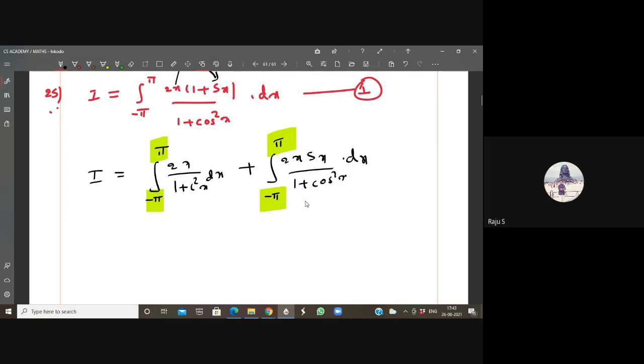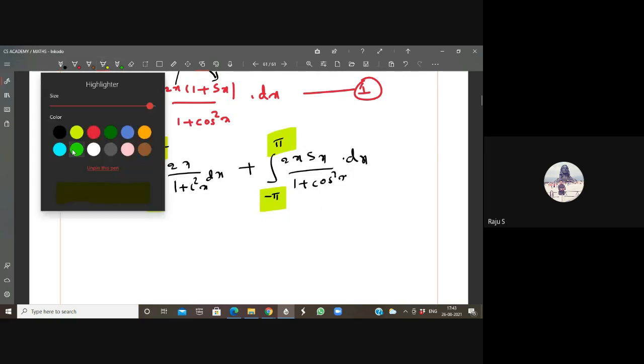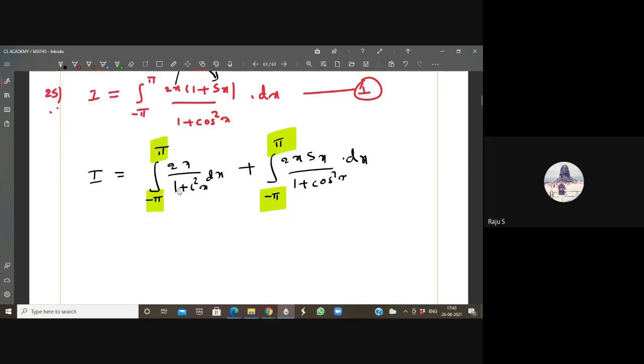if it is an odd function, then for 1 plus cos square x, an odd function becomes 0. I told you very clearly. For an even function, we can write 2 times the integral from 0 to a. What about 1 plus cos square x? The denominator is even, but the numerator x is odd. Odd by even is odd only. So this is 0.